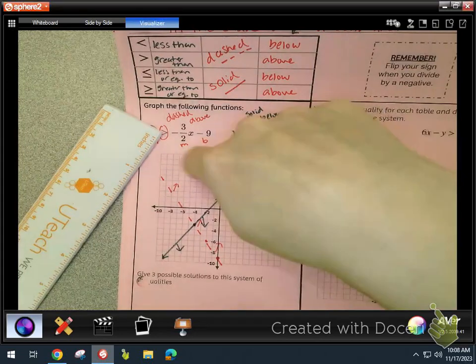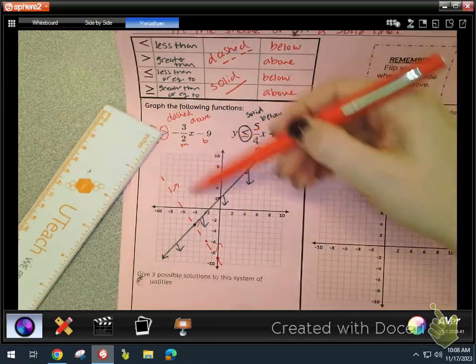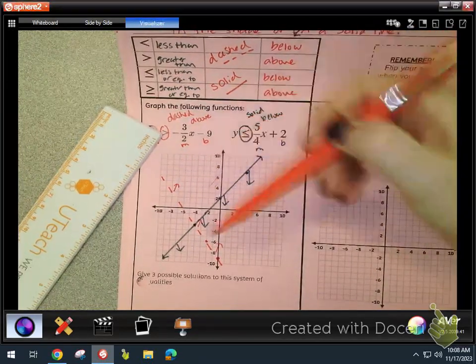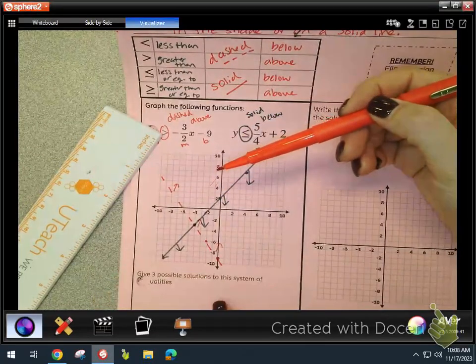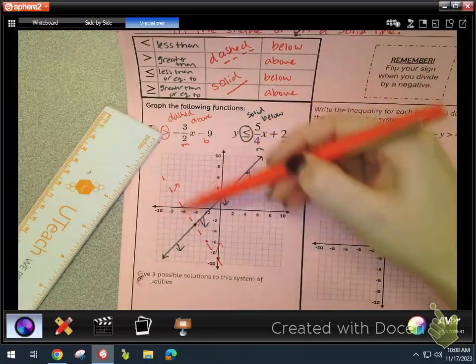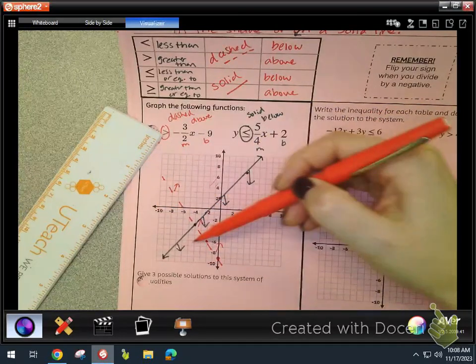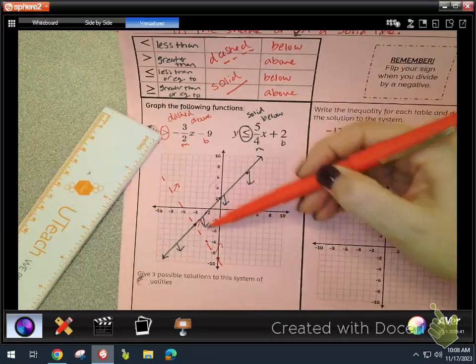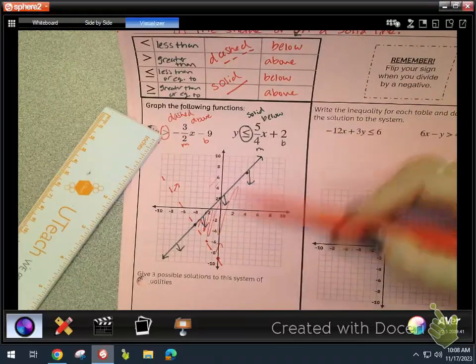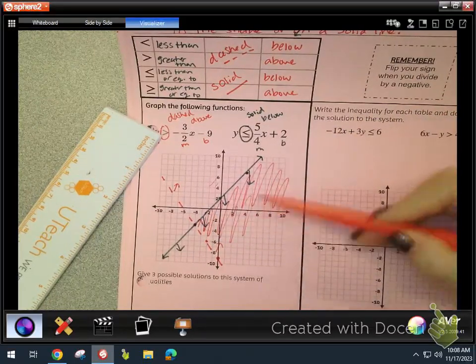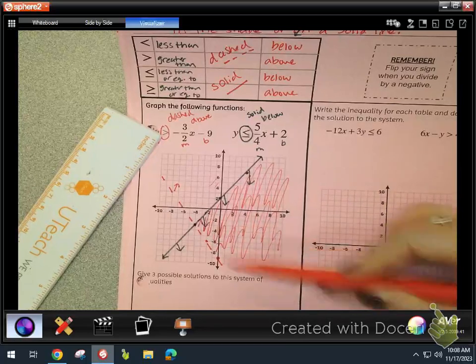Okay? So is my solution set going to be up here? No. Only this arrow is pointing this way. Is it going to be over here? No. No arrows are pointing over there. What about over here? No. What about over here? Yes. So down and up, here's where my solutions are going to be. Where the double shade is.